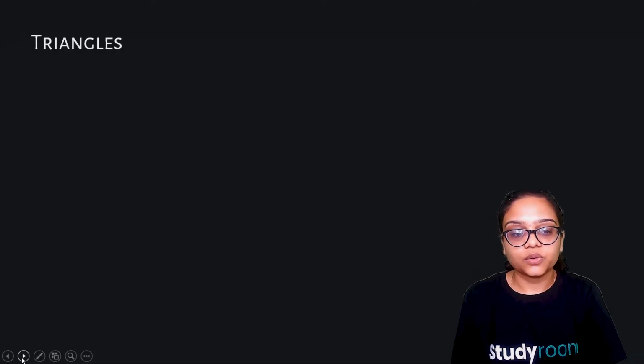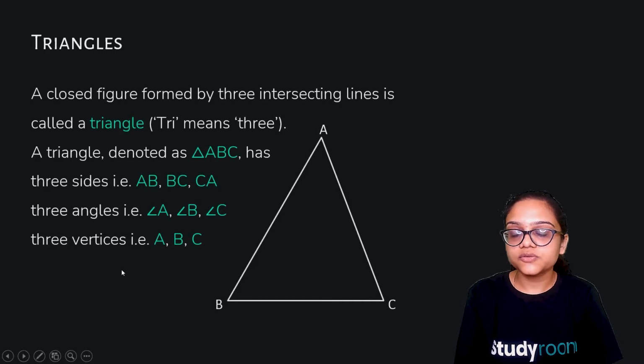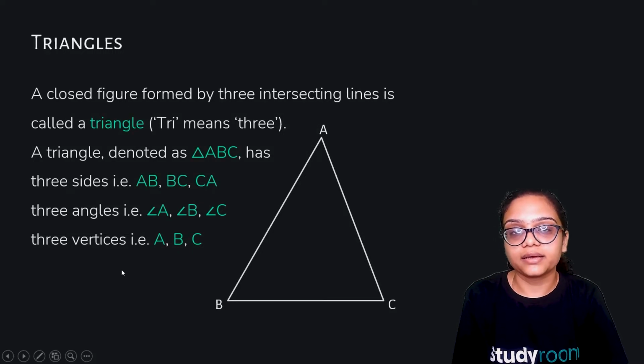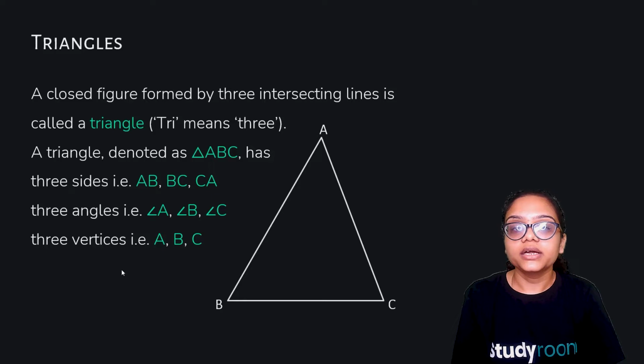So, what is a triangle? A closed figure formed by three intersecting lines is called a triangle. Tri means 3, so there should be 3 lines. It has 3 angles, 3 vertices and 3 sides. Sides are the line segments. Angles are the intersection of two lines, angle A, B, C, and vertices are the meeting points.